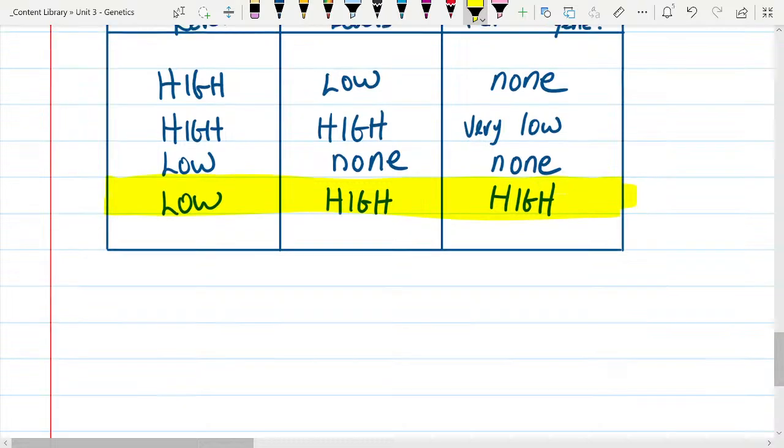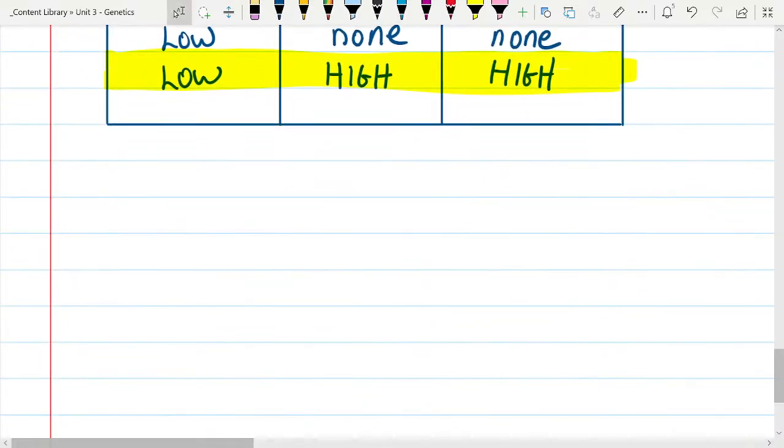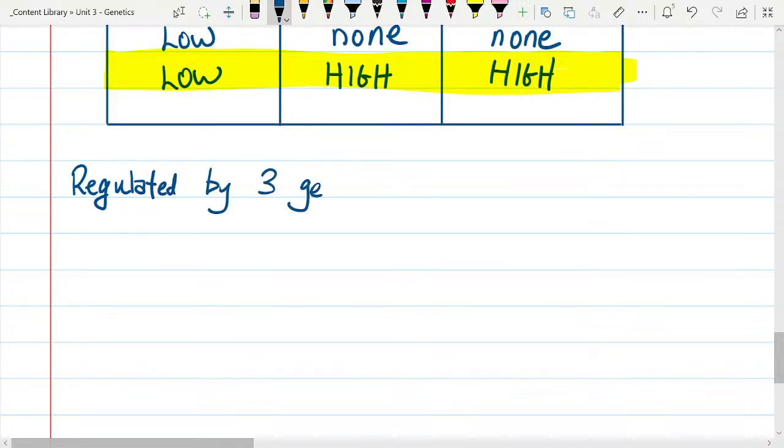Okay, so how does this work? Are you ready? This is a little complicated. We ready? Okay. This is regulated by 3 genes and a regulatory region.